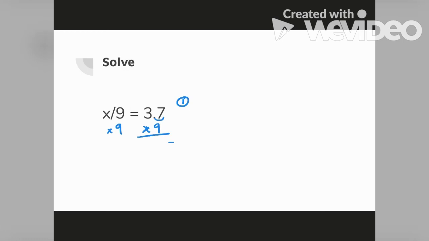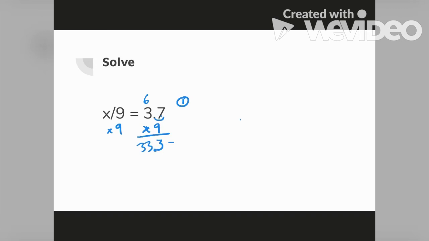So now I can just treat this like regular multiplication. 9 times 7 is 63. 5 carries, that's 6 tens. 9 times 3 is 27. Plus 6 is 33. I move my decimal back over.